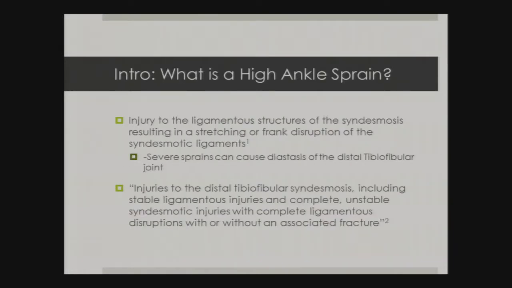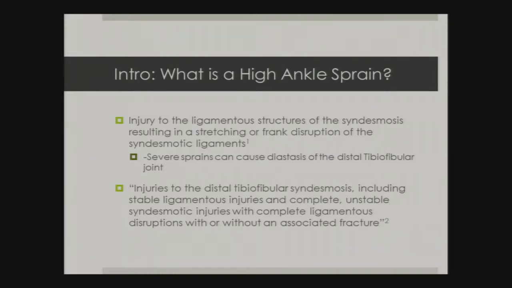So just to begin, talking about what a high ankle sprain is. It consists of injury to the ligamentous structures of the syndesmosis, resulting in stretching or frank disruption of the syndesmotic ligaments. A severe sprain can cause diastasis of the distal tibiofibular joint.